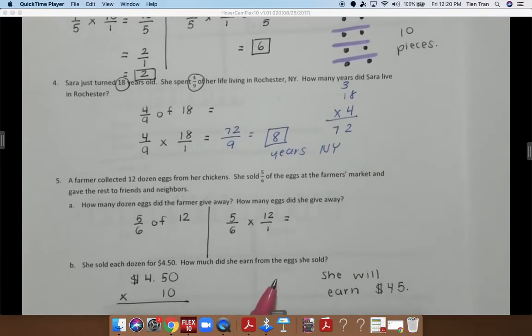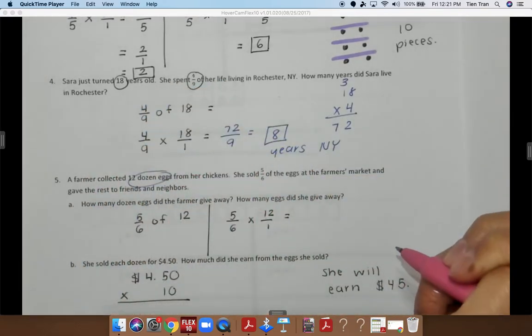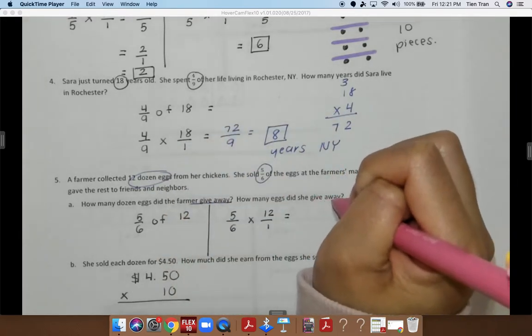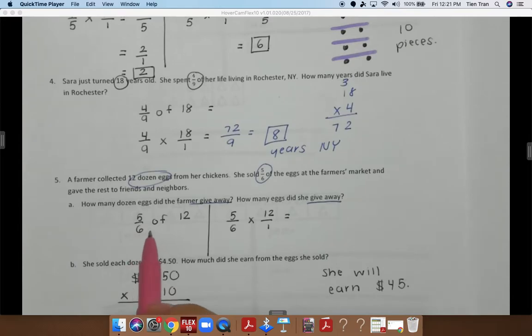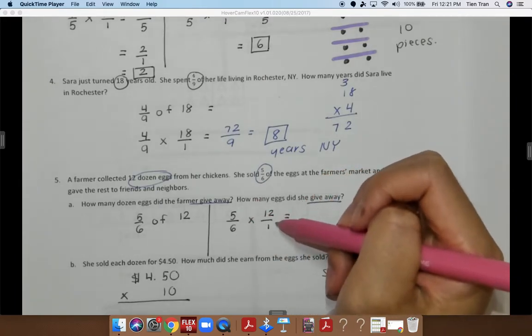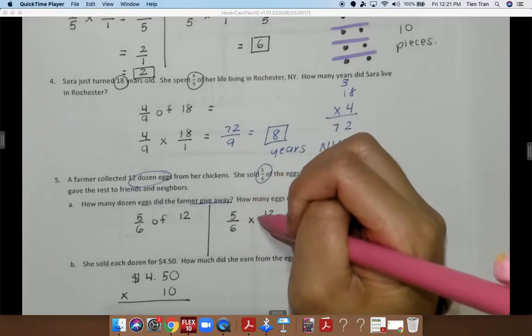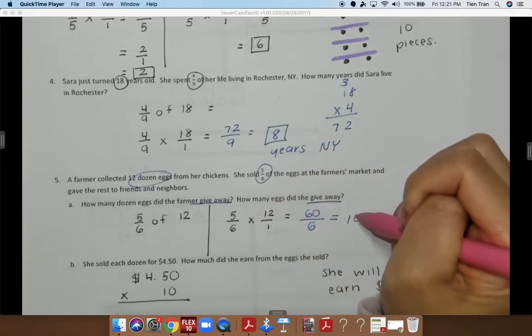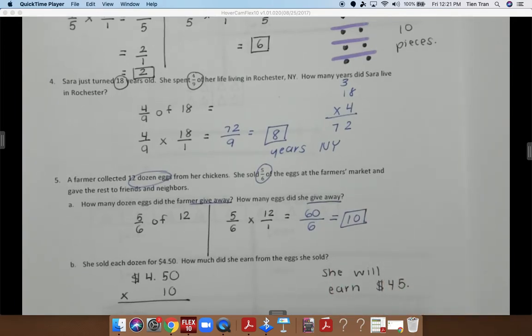For number 5, a farmer collected 12 dozen eggs from her chickens. She sold 5/6 of the eggs at the farmer's market and gave the rest to her friends and neighbors. How many dozen eggs did the farmer give away? So the first one would be 1/6 of 12, because I got 5/6 from here of 12 dozen eggs. That's how much the farmer was giving away. And then I would take 1/6 and multiply. So 1/6 times 12. 6 times 1 is 6. 60 divided by 6 is equal to 10. So she would be giving away 10 dozen eggs.